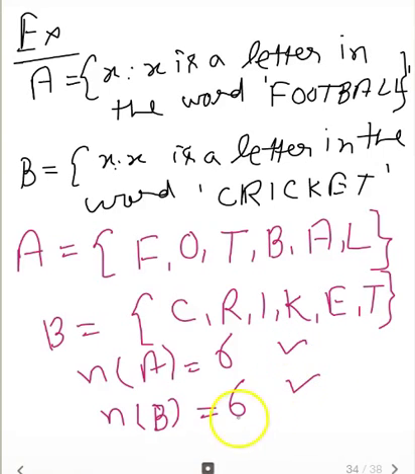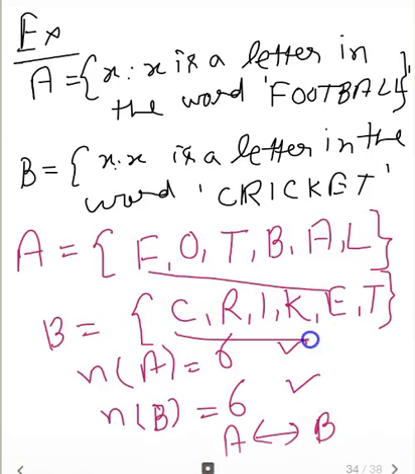So because the cardinal number of both the sets is the same, we can say that A and B are equivalent sets. Obviously, right? But you can see that the elements present in A and the elements present in B are different. So these are not equal sets, but these are equivalent sets.